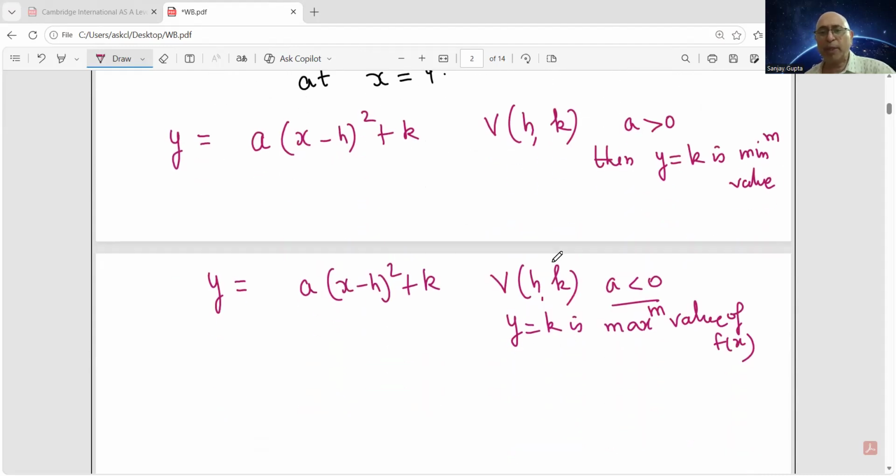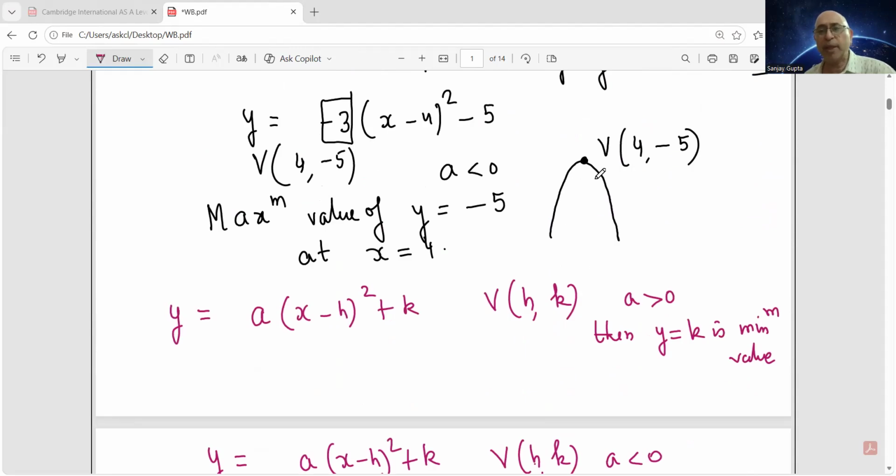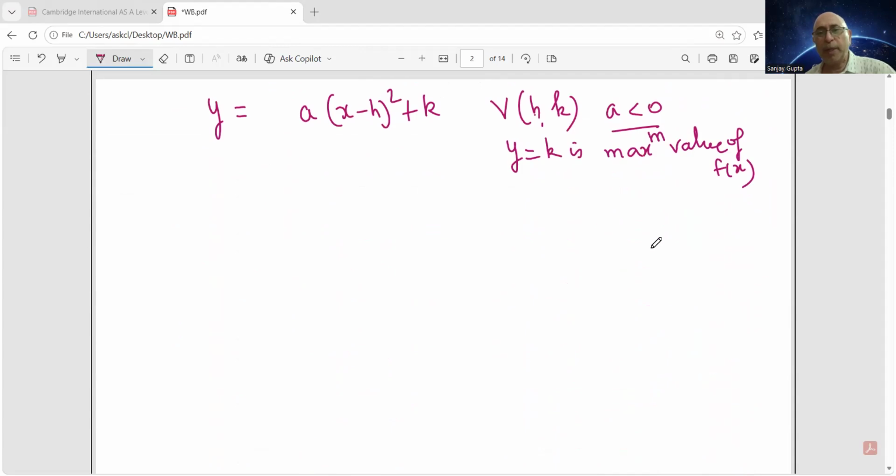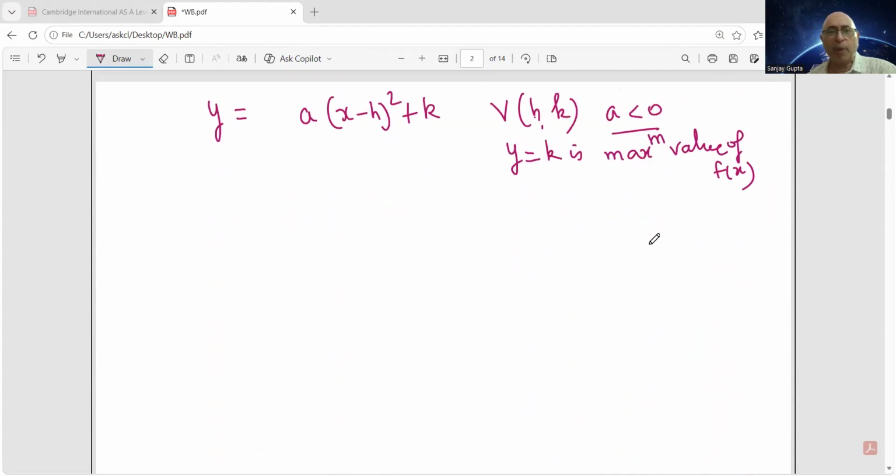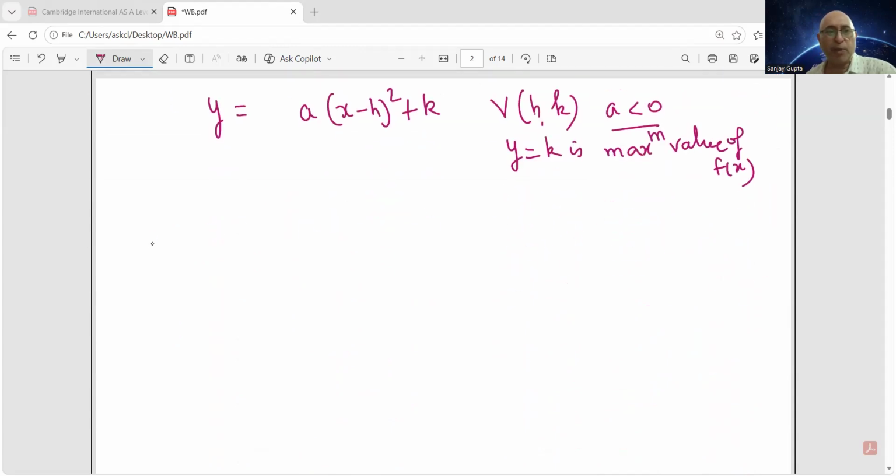And we also know the x coordinate of the vertex, which is one of the very important ideas, because that helps you to do many other things. So let's take one or two examples now and then finish this. So let's take this first.